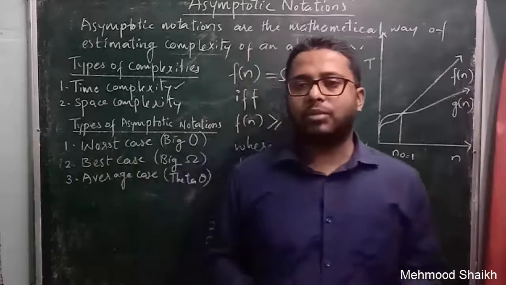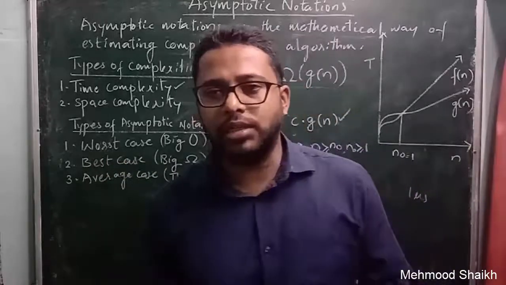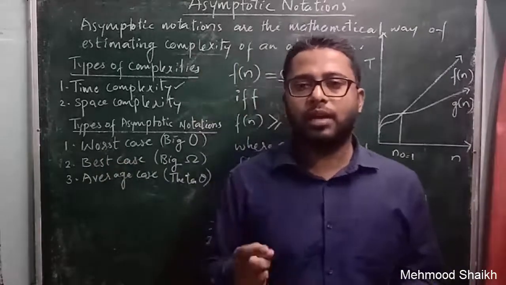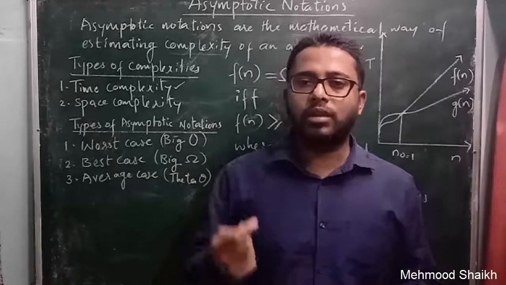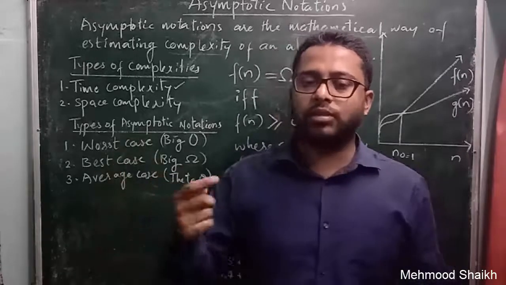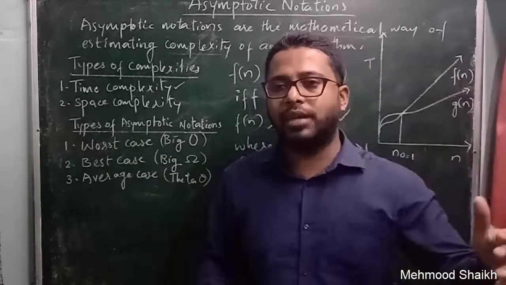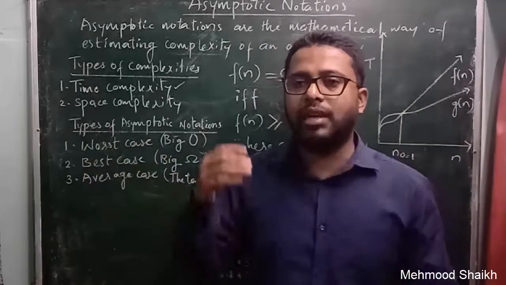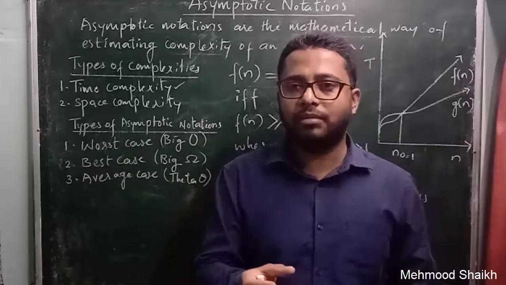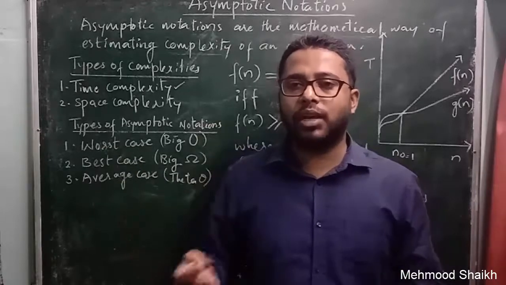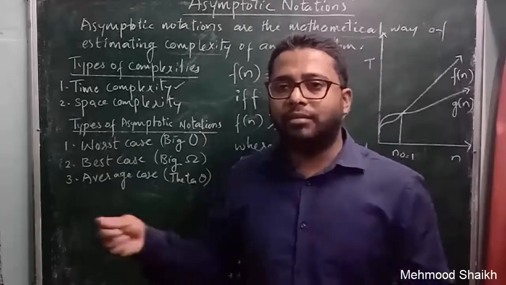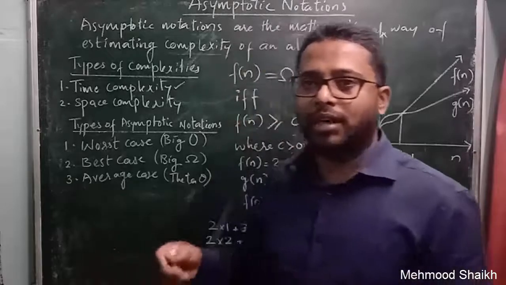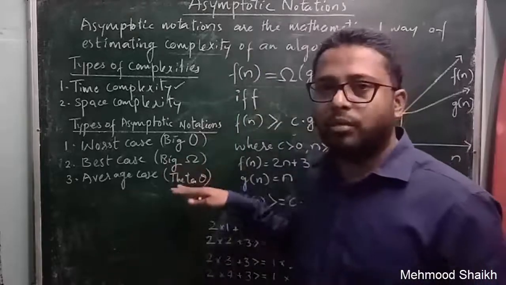Best case time complexity is where we try to measure the minimum time required for any algorithm to execute. In the worst case scenario, we were estimating the maximum time required for an algorithm, and in the best case, we will be estimating the minimum time required for that algorithm to execute, and that can be denoted mathematically using the big omega symbol.